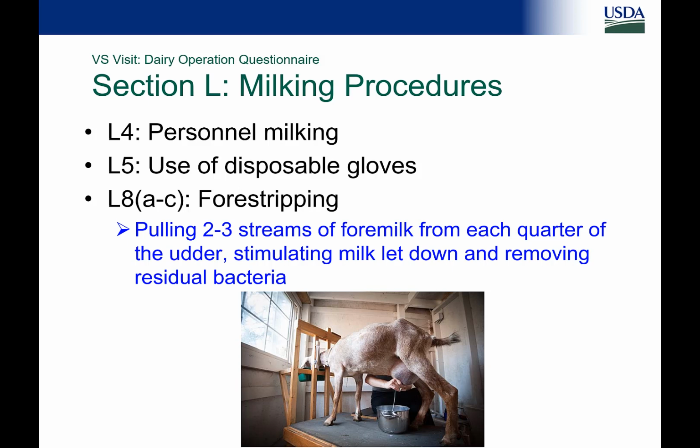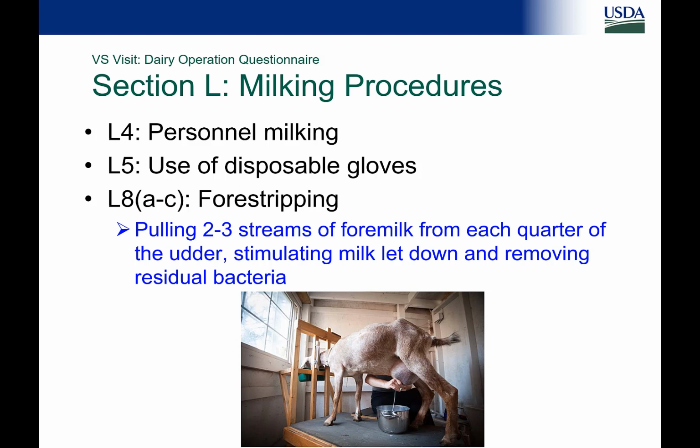And then let's see if there's any other key ones in there. Moving on to L8, force stripping. So just as a reminder, a quick definition of force stripping: pulling 2 to 3 streams of foremilk from each quarter of the half of the udder in this case, stimulating milk letdown and removing residual bacteria.